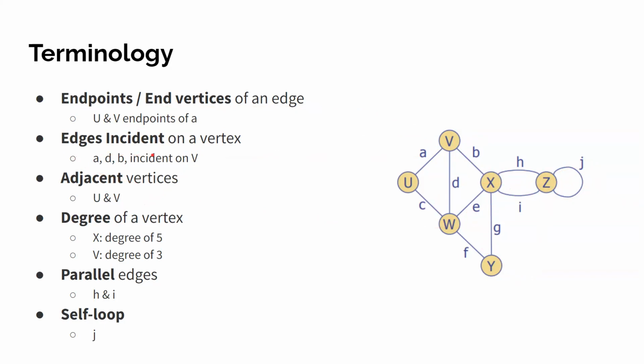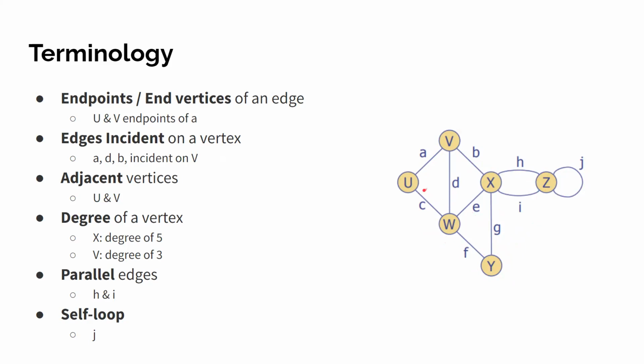An edge is incident. That's just anything that's connected to the vertex. So if we take V, there's an incident edge for every edge that's touching it. So we take A, D, B, these are all incident. And for Z, it would be H, I, J, Y, G, and F that would be the incident edges, so on and so forth.